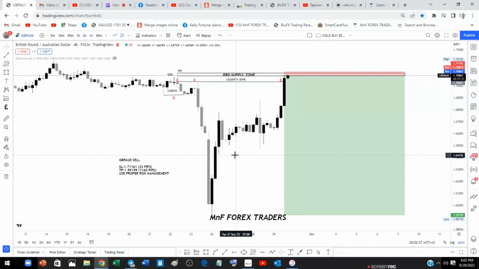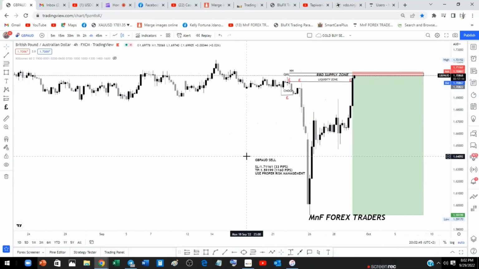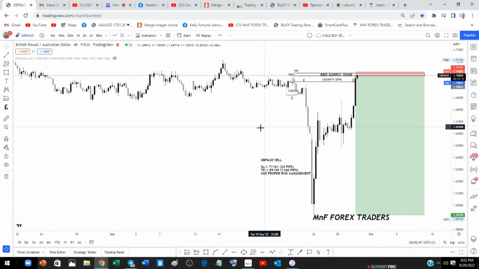So I'm here with a trade forecast on GBP on 45 minutes time frame. Let me delete everything so that I show you my thought process and why I am deciding to take this particular trade. All right, so let's go.